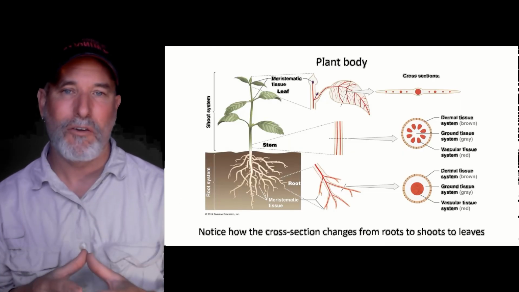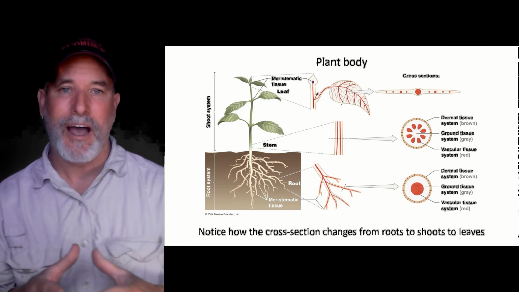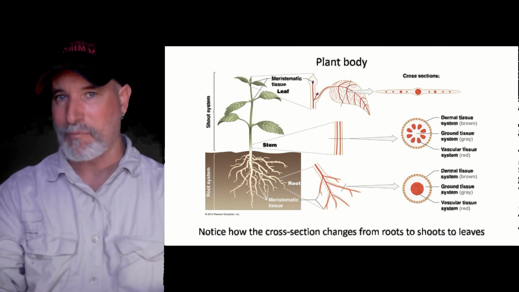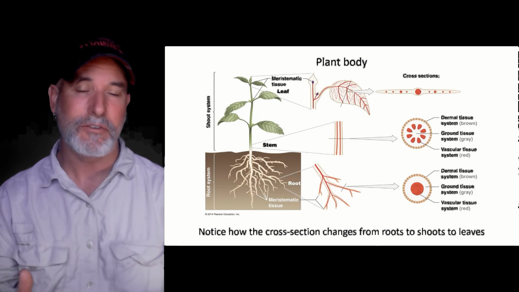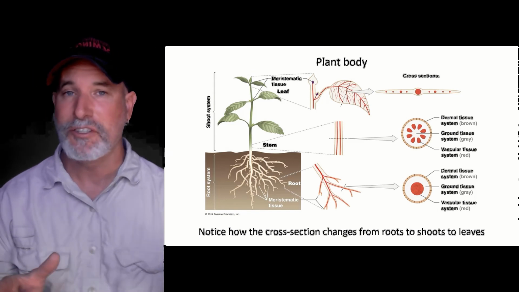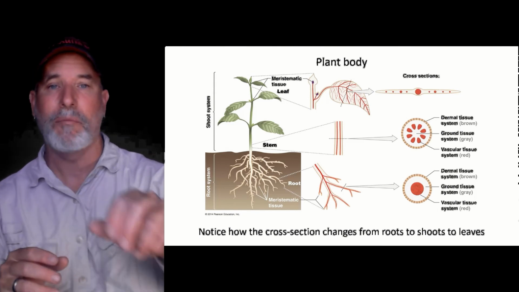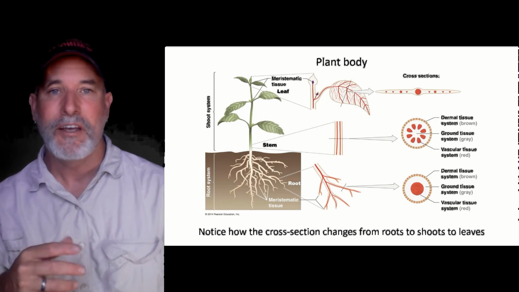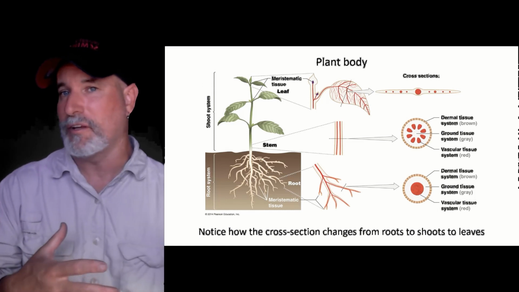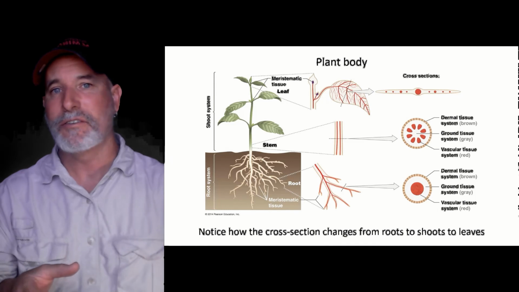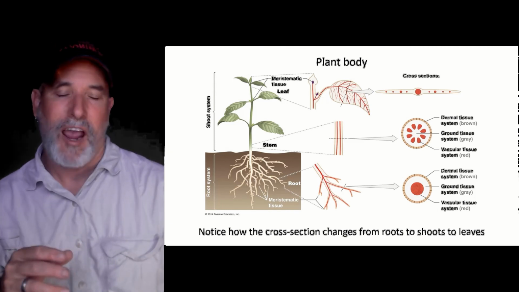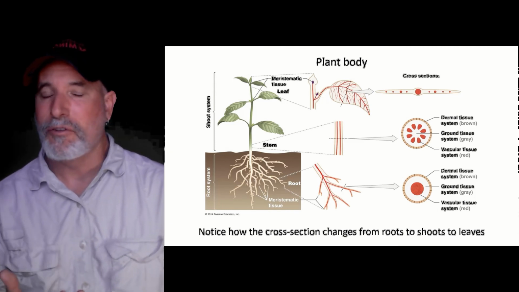Okay, so there's our overall plant body. You've got the roots anchoring the plant to the ground, absorbing all the minerals. It also has a vascular tissue, which transports the minerals up to the shoots and into the leaves. And then the leaves are doing photosynthesis, and they're going to send the metabolites back down to the roots through the phloem.